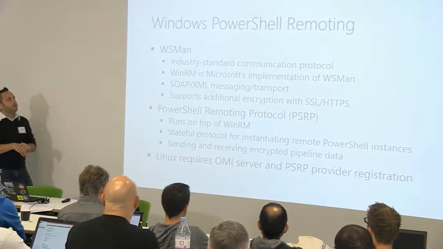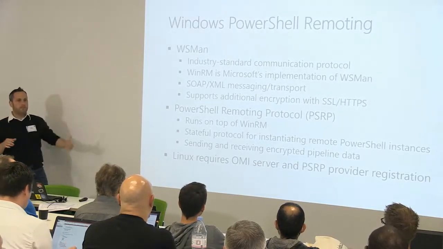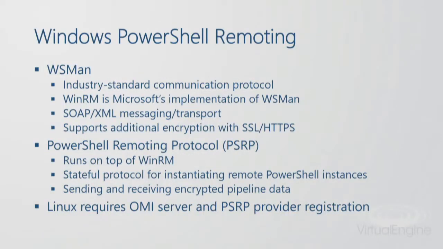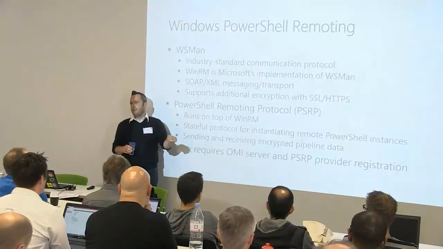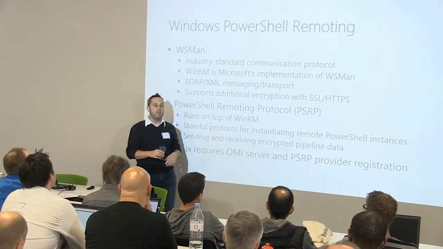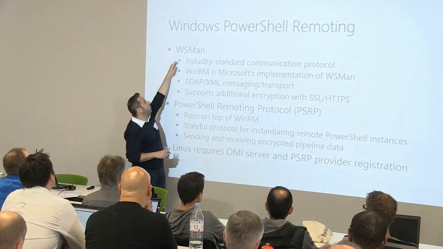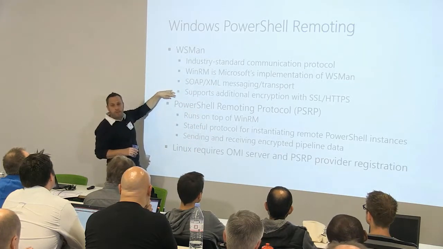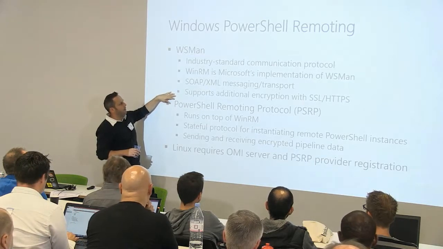So PowerShell remoting, just a high-level overview of what PowerShell remoting is. WS-MAN is an industry standard communications protocol. WinRM is Microsoft's implementation of that. There's a PowerShell provider for WS-MAN. When you're configuring remoting on an agent or a server, you'd go WS-MAN:\localhost, client, trusted host, whatever you need to do. We're at this level of the stack, in the WS-MAN, WinRM.